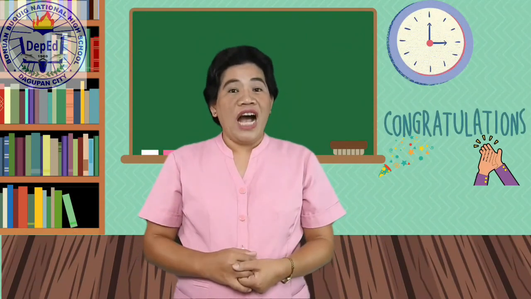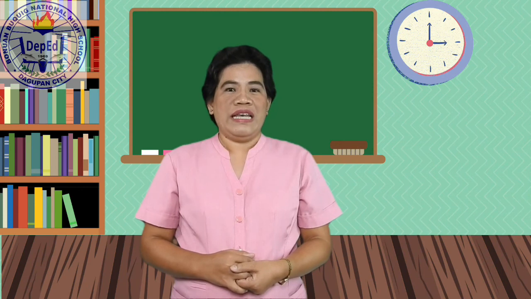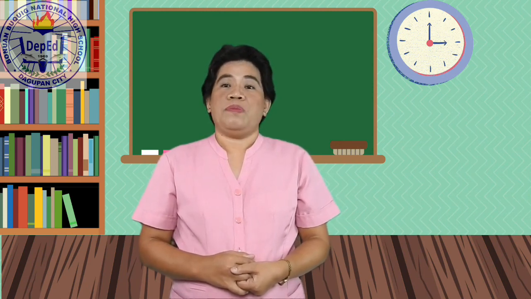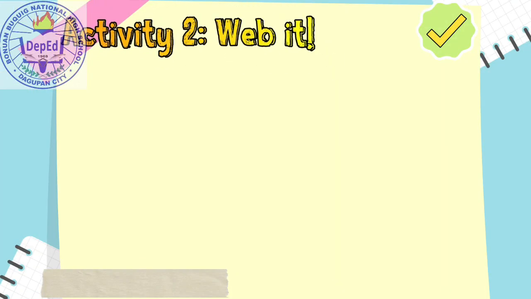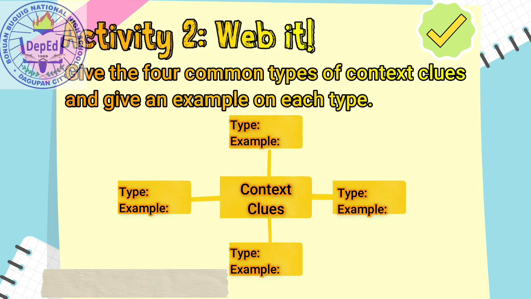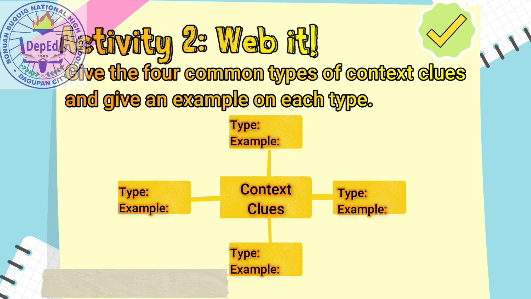Congratulations! You are now in the last part of this module. Let us see how well you understood everything in this module. Be ready with a paper and pen. Activity 2, entitled Web It. Give the 4 common types of context clues and give an example of each type.